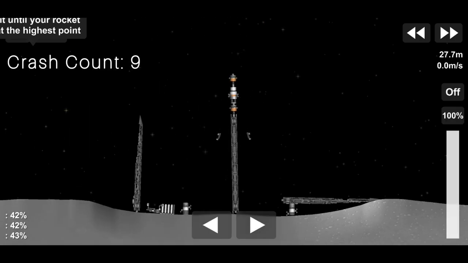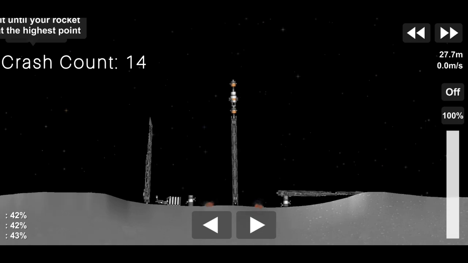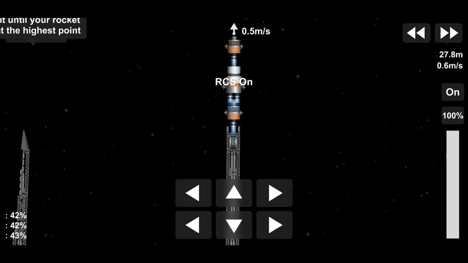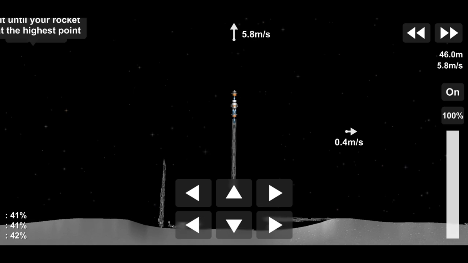Undocking these little structural segments will bring our crash count up. I think by the end of this series, it would be fair to say that the crash count is going to be somewhere up in the hundreds.